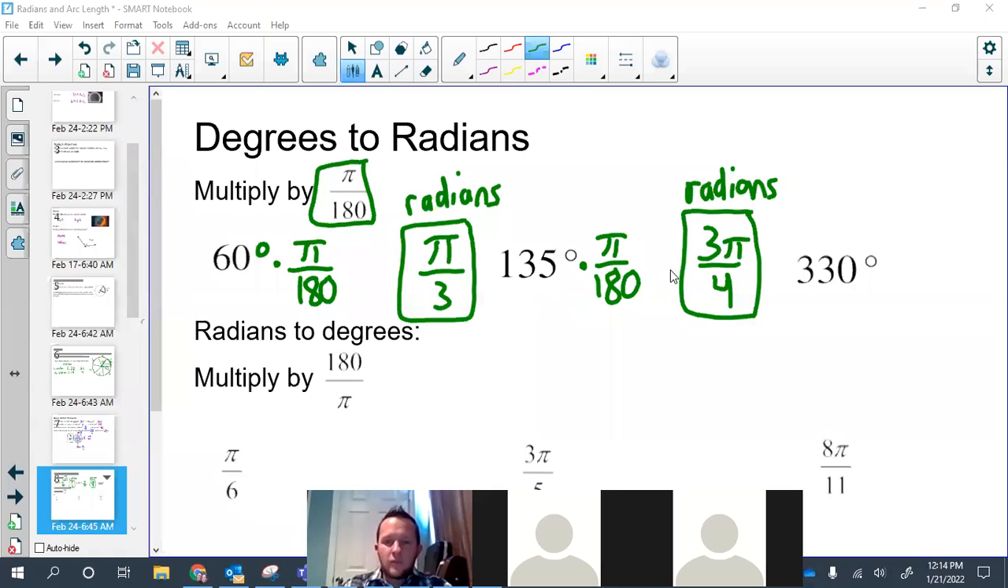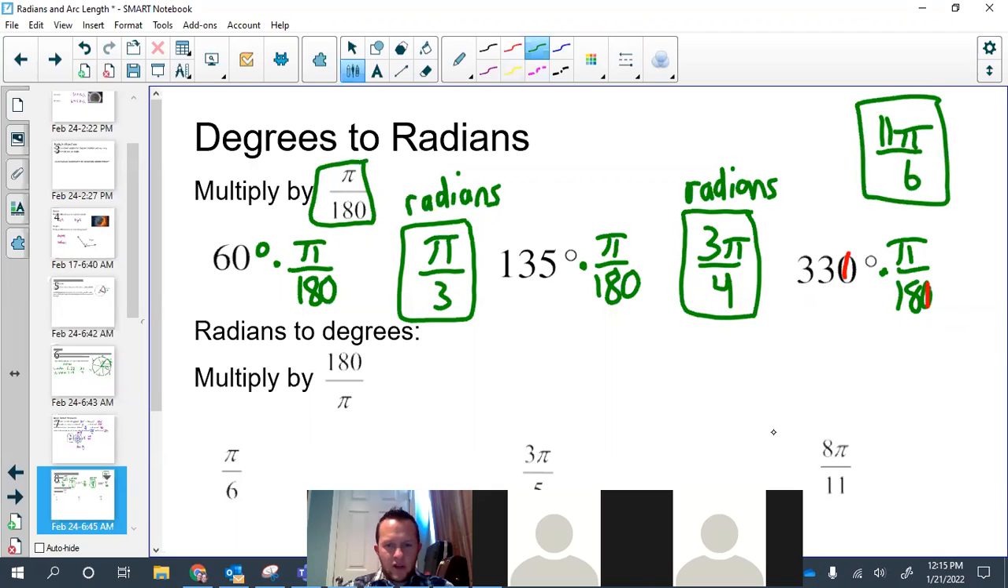So let's do one more. We've got 330 degrees. We're going to change that into radians by timesing it by pi over 180. We're going to reduce 330 over 180. They both have a 0. So if I want to do this by hand, I can cross that out and say, hey, they both are divisible by 3. 3 goes into 33 11 times, and 3 goes into 18 6 times. So this should be 11 pi over 6.